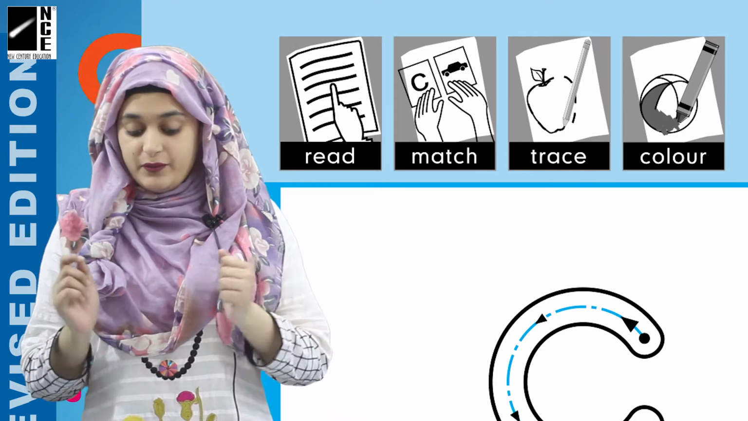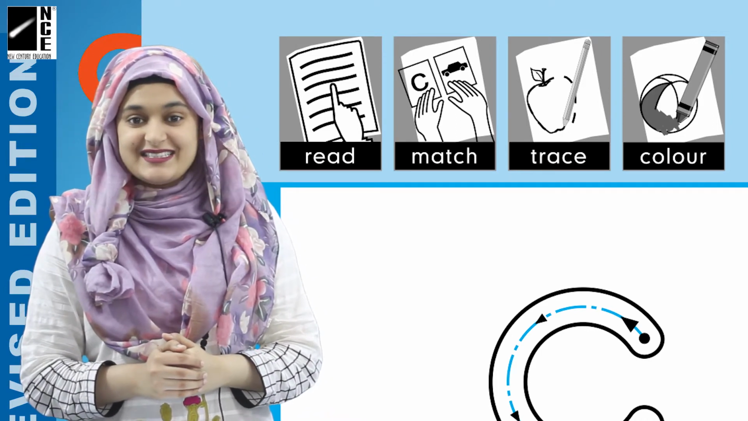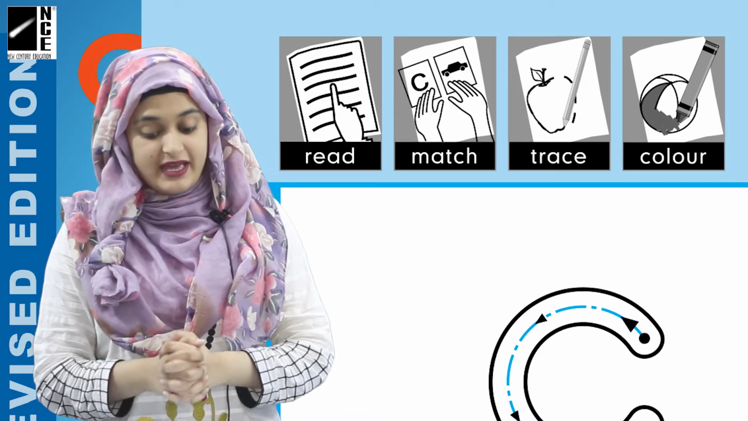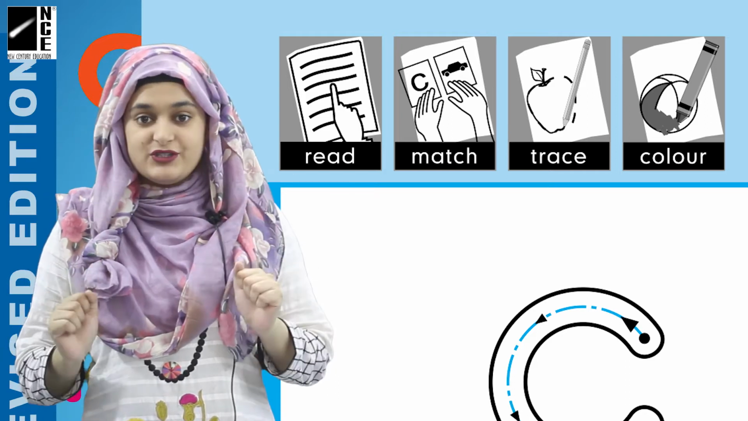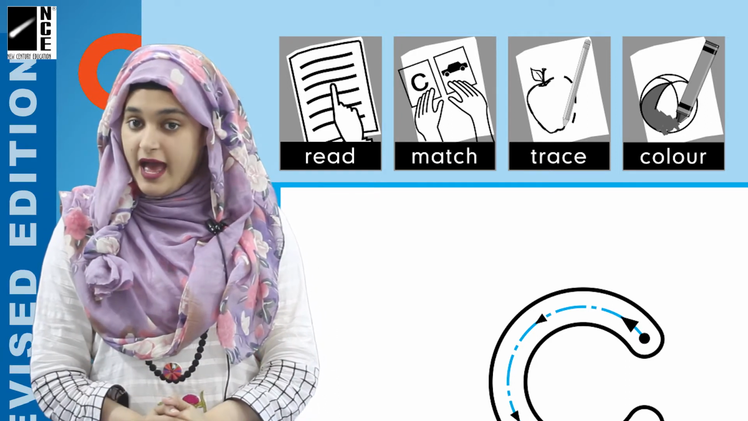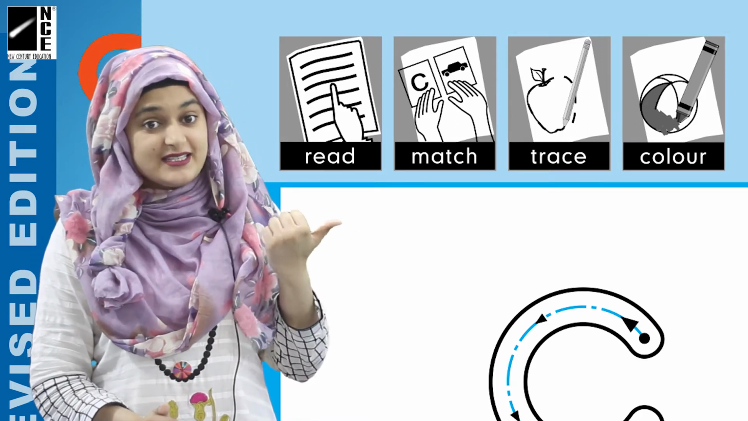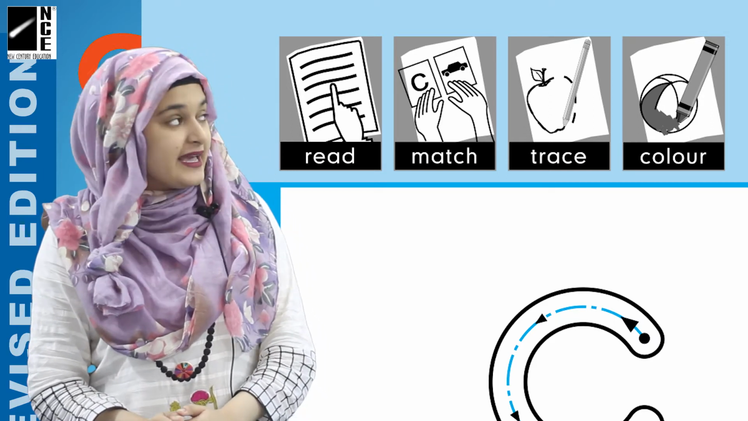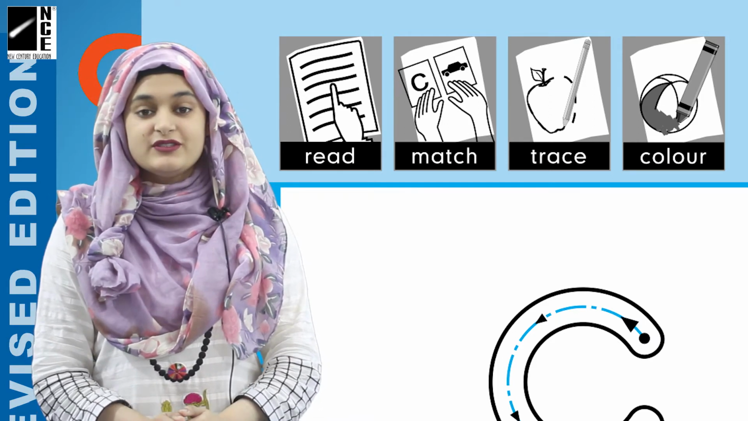So the first icon we have here is read. Yes, this is read. The second icon we have is match. This is match. The third icon we have is trace. Yes, this is trace. And the last icon we have is color. This is color. So we will start off with the date section.